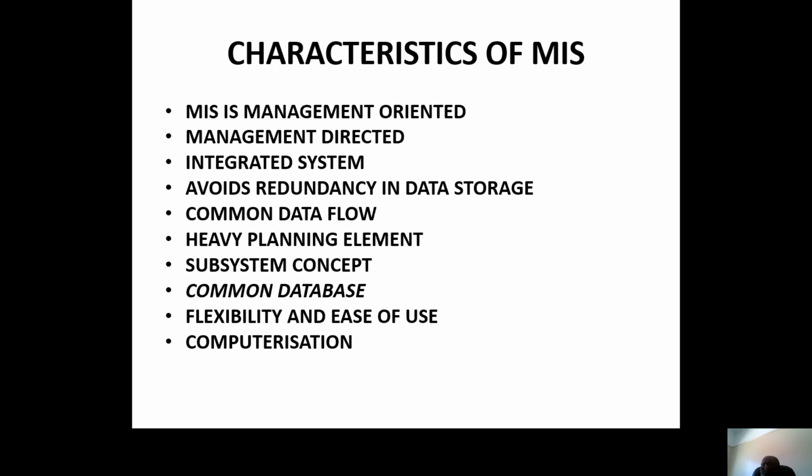It avoids the redundancy of data. You don't take e-procurement and HR information as it is and say we have grouped this and we are giving it to you like that. You don't do that. Transform it so that the redundancy and the duplication is removed. Unwanted information is removed. You give them what they want. Common data flow. Heavy planning element, yes, because there's a lot of integration. Subsystem concept, yes, we've talked about a lot of subsystems which then feed into the management information system.